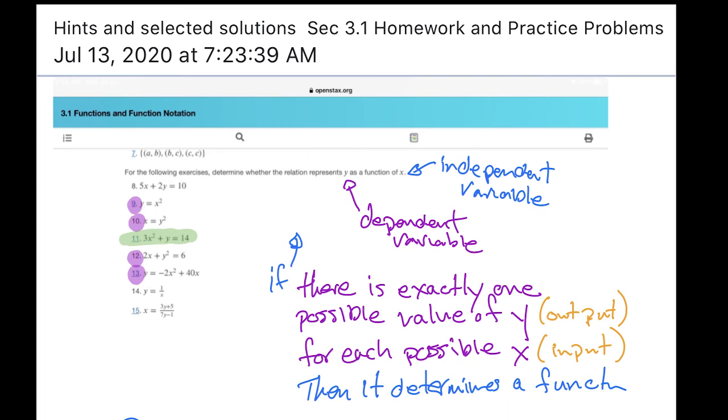So again, for the homework, I'm going to ask you to do the problems that are highlighted in purple on this handout. So for this set, it would be 9, 10, 12, and 13. I'm going to talk about how to do 11 as an example, and we'll do more in class tomorrow.